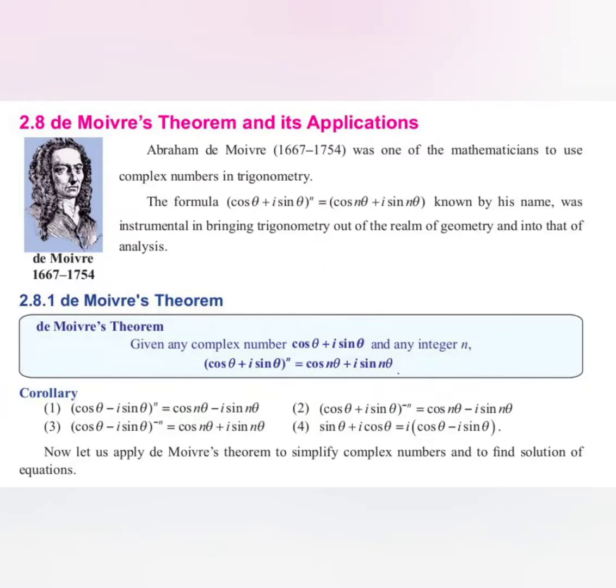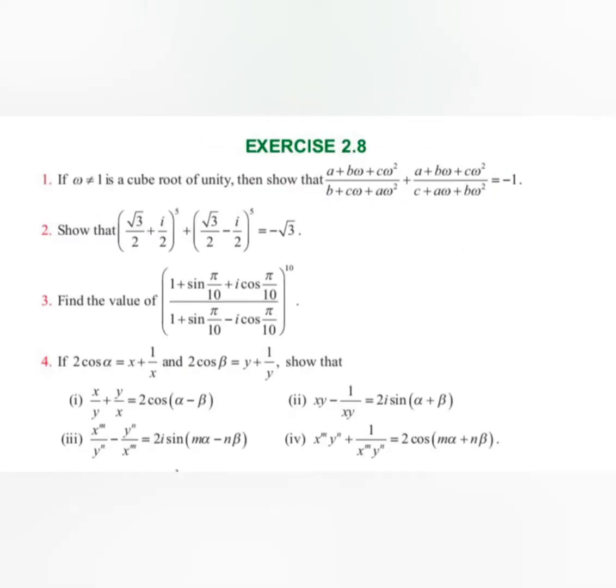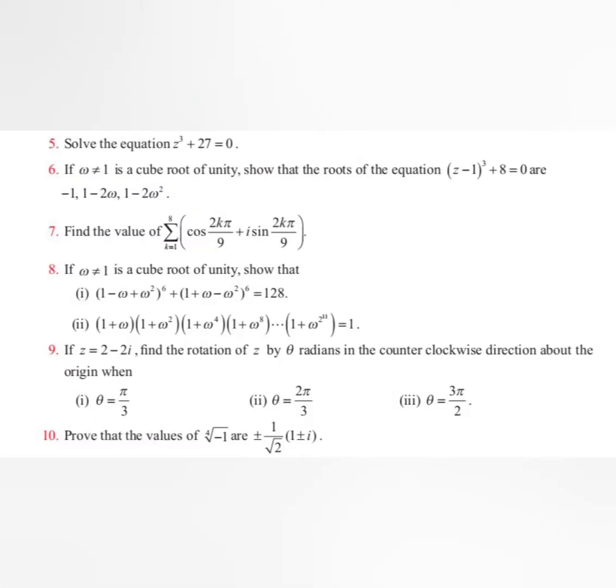You all remember (cos theta plus i sin theta) the whole power n can be written as cos n theta plus i sin n theta. That is, the power will be brought to the argument, and all these things we saw in yesterday's class. The sum of nth roots of unity 1 plus omega plus omega square is equal to 0, and the product also is (minus 1) the whole power n minus 1. And this is the exercise we are going to see in today's class. First we will see the first 3 sums. Let's move on to the sums now.